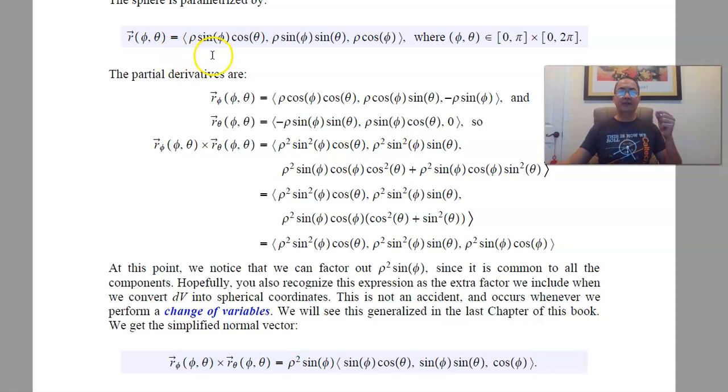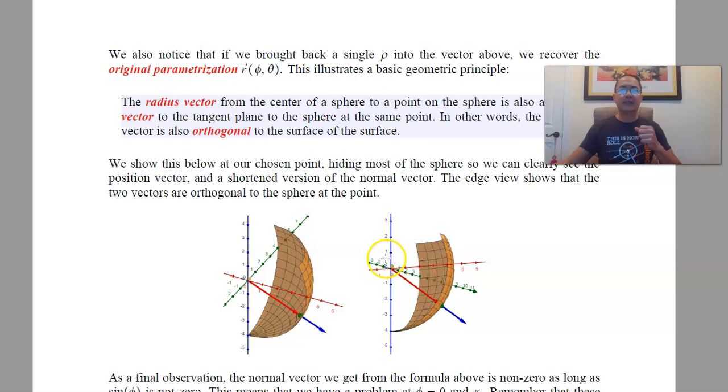If you have a point on the sphere, it is the end point of this vector from the origin. The normal vector is practically the same vector, except there's an extra factor of sine phi. So basically the normal vector is parallel to the position vector. Now we can move on to the next page.